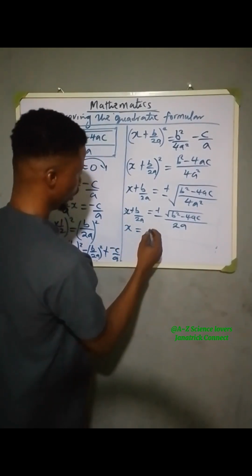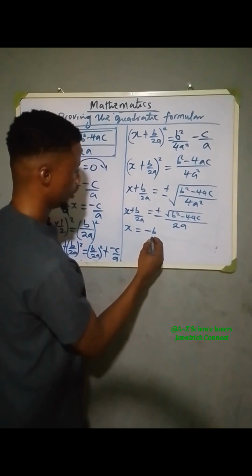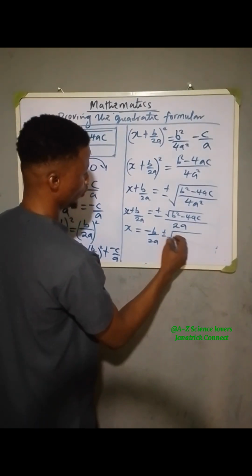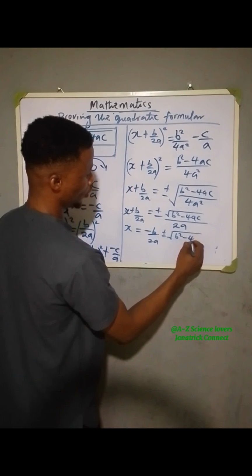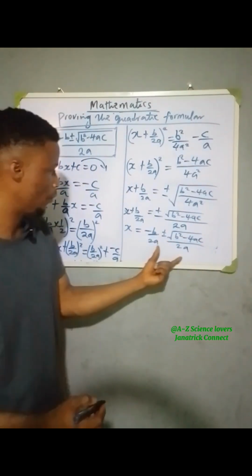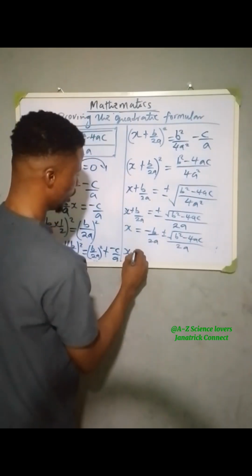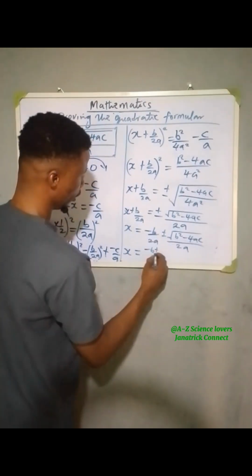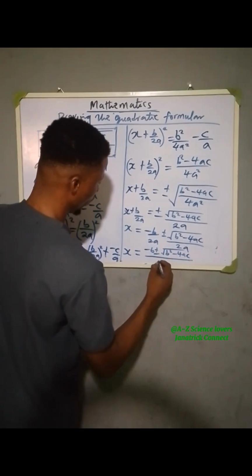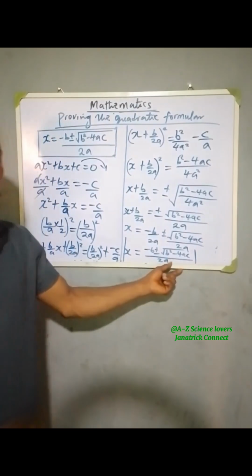So if you take this term this way to the right hand side, you have x equals to minus b all over 2a plus or minus square root of b squared minus 4ac all over 2a. So now, when you have two fractions that the denominators are the same, we pick this: minus b plus or minus square root of b squared minus 4ac all over 2a. So we have been able to prove the quadratic formula.